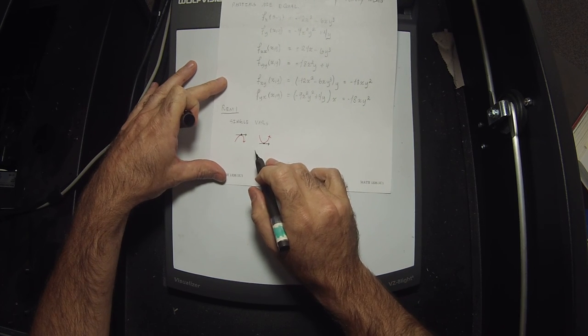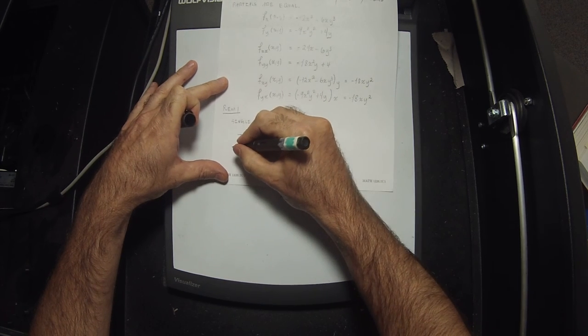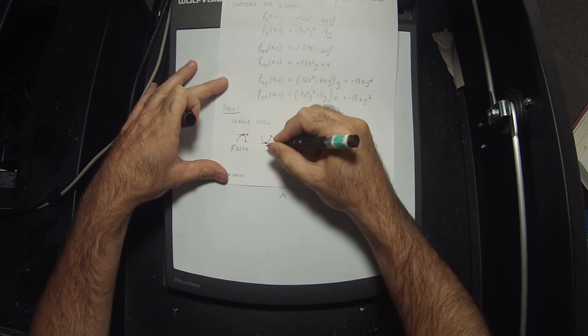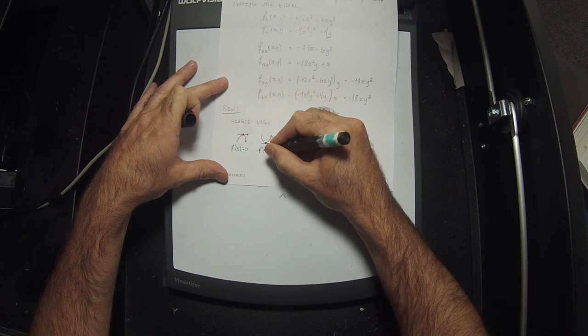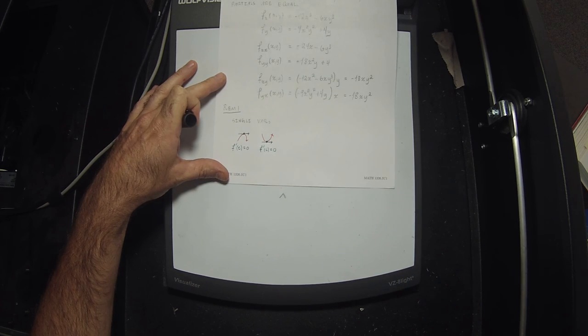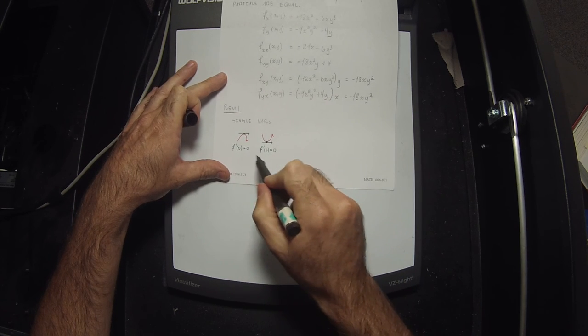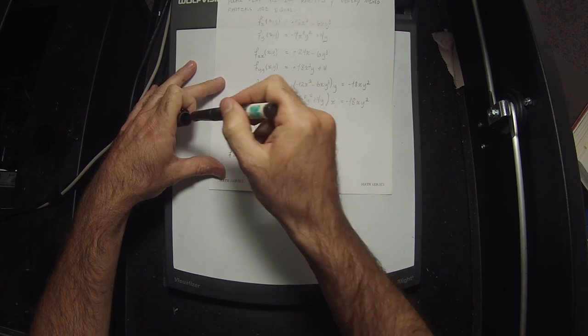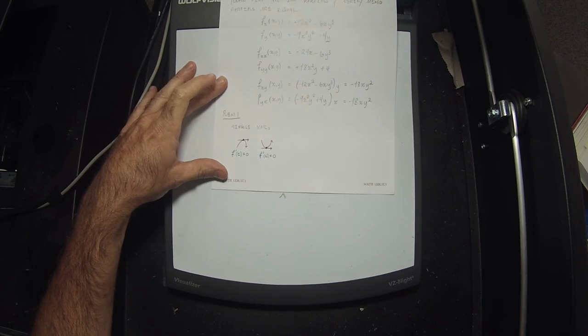In both cases the derivative is 0 here. So the derivative at point C is 0 for that one, and the derivative at C is 0 for that one. So derivative being 0 is not enough for you to distinguish between these two. Right? So how do you distinguish between these two in calculus 1?